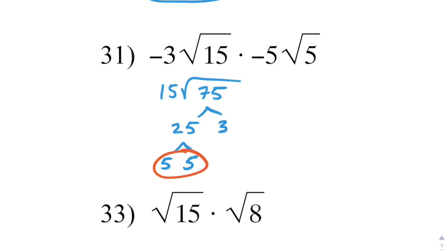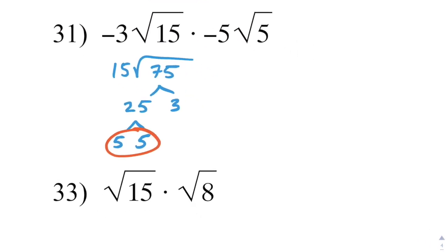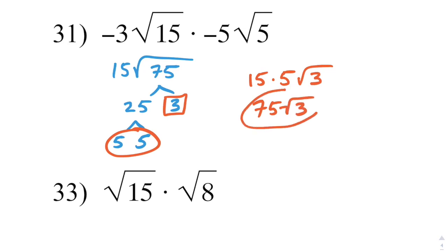It has those in common. So here's my original 15 on the outside. Here's the 5 that I am removing. And then we have 3 left over. And that ends up being 75 square roots of 3. We're done.